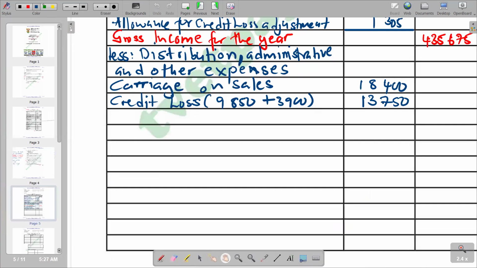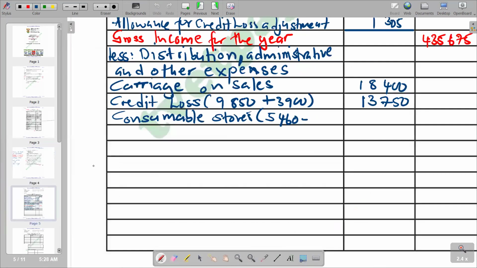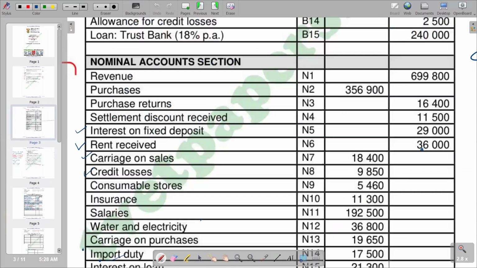So we come here, we say consumable stores. In brackets, you are going to say 5,460. And then you subtract your 708. And then you get your net figure of 4,680. So basically, this is what we have. And then from there, we go to insurance, which is 11,300.